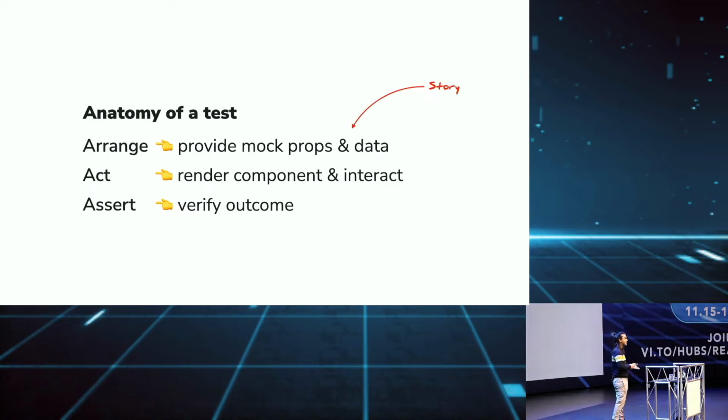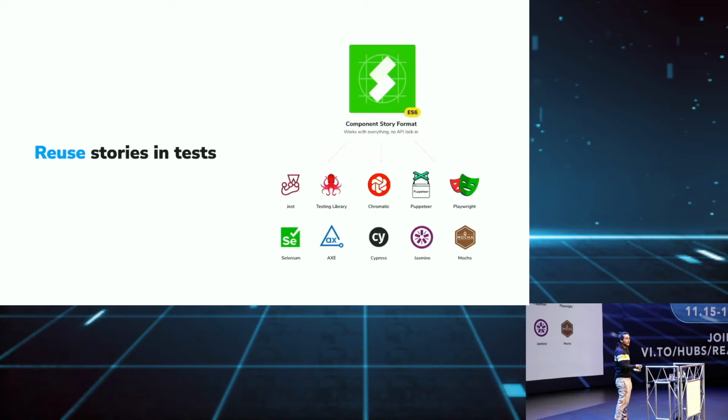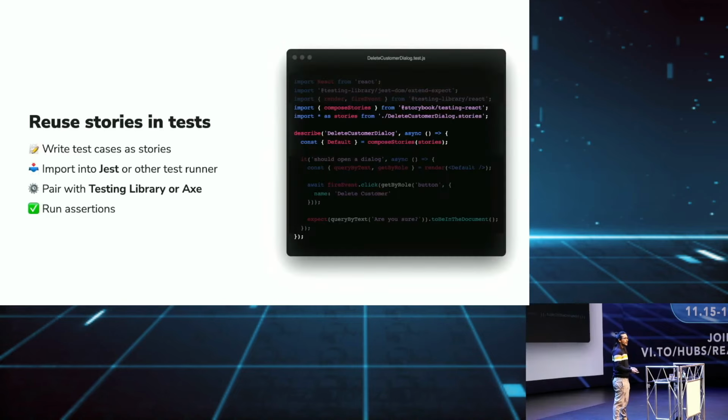So coming back to the anatomy of a test using the AAA pattern, we pretty much see that the story is the arrange step of it. If you're writing your components in Storybook, you're kind of going through the setup. Now you've got your test case. So why do you need to do the same thing in Testing Library, for instance? Well, now you don't. You can just reuse that story in your tests. So how does that work? You essentially use some helper libraries that we released where you can bring your stories in as a test scenario, and then you pair it with Testing Library or Axe for accessibility, let's say, and then you run your assertions.